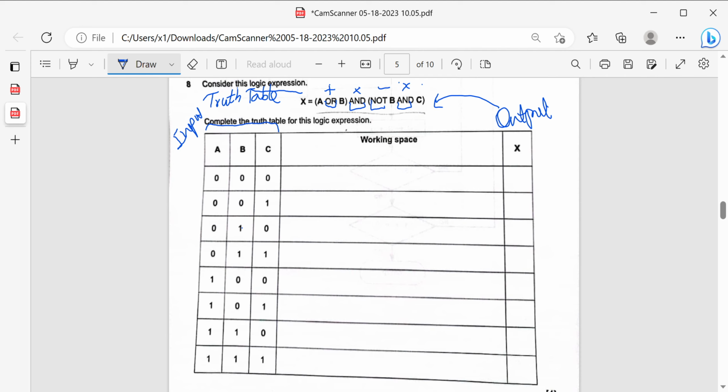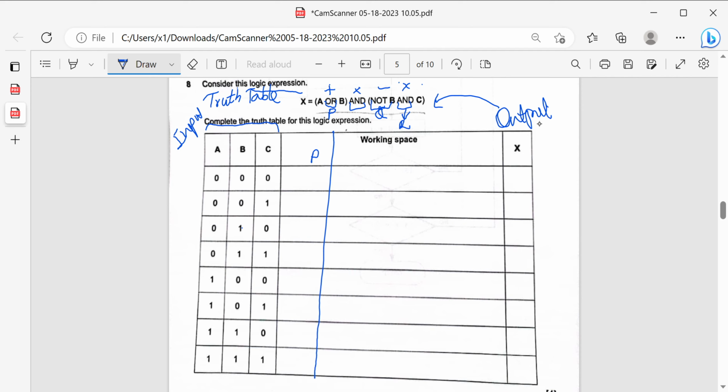So let's name them. First of all, we solve the bracket, A OR B, and we give it the name P. Then NOT B is one more operation, so we give it the name Q. This AND C, we name it R. And this final one is your X output. Okay, so let's start our question. First of all, we need to calculate P.